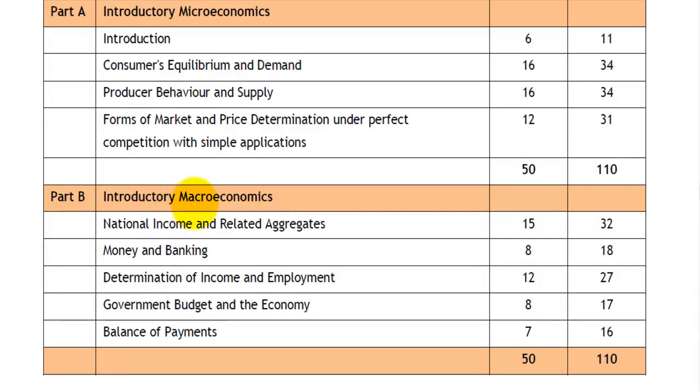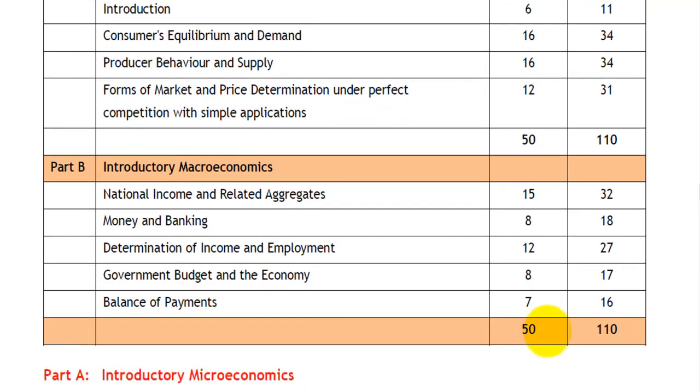Part B, that is Introductory Macroeconomics. In this, National Income and related aggregates will carry 15 marks, Money and Banking is for 8 marks, Determination of Income and Employment will carry 12 marks, and Government Budget and the Economy will be for 8 marks. Balance of Payments will carry 7 marks. And Part B also has a weightage of 50 marks.